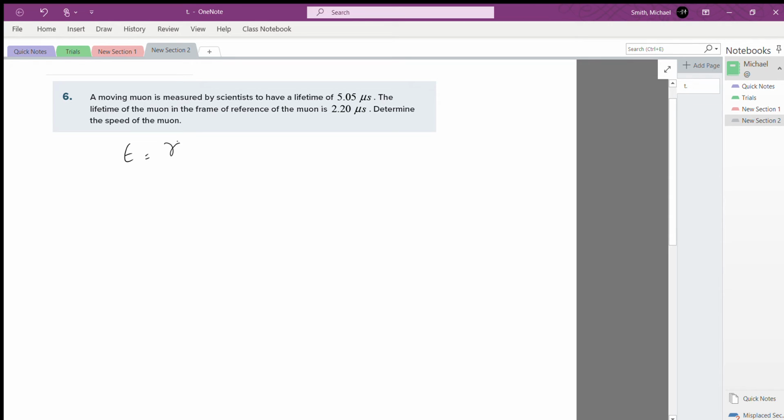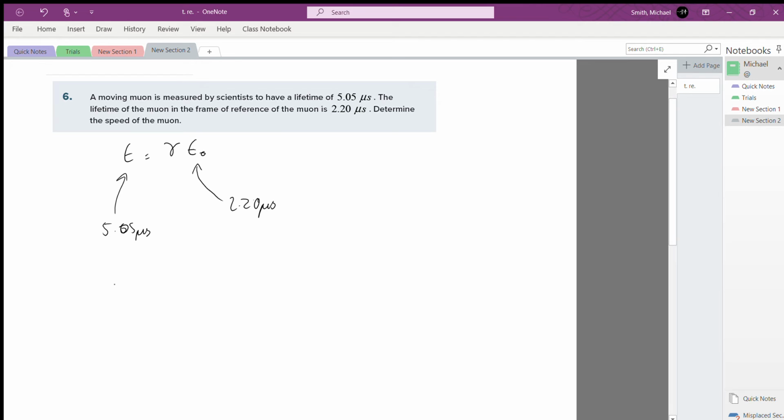So here we have this one we've measured. That's the frame of reference where the spatial coordinates are changing. So this is 5.05 microseconds, and this one is 2.2 microseconds. What we need to do is first determine our value for the Lorentz factor, then rearrange that to find our value for the speed of the muon.